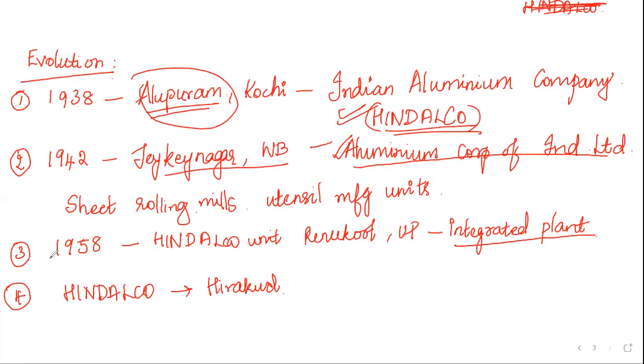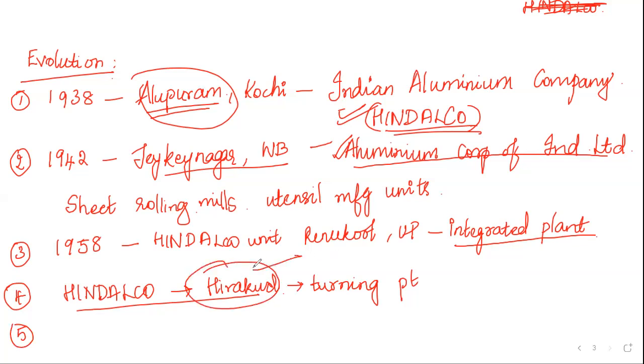So this was a turning point with regard to the evolution of aluminium industries in India. And then one final factory I will mention, Hirakud. Remember, Hirakud is near the Hirakud Dam, the Hirakud Power Project, the hydropower project. So Hindalco had extensive dependence on the power that we obtained from Hirakud, right?